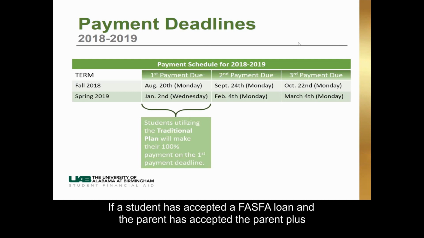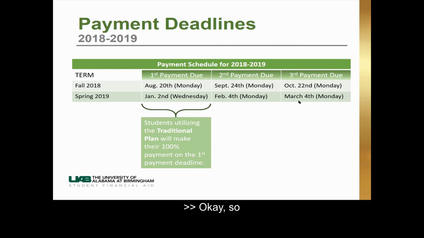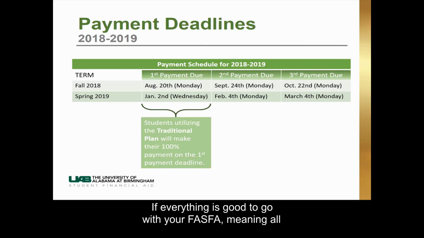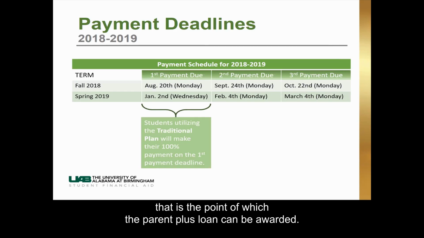If a student has accepted a FAFSA loan and the parent has accepted the Parent Plus loan, when will that be reflected in the anticipated payments? Okay, so the FAFSA does have to be processed first before the Plus loan can be processed. So if everything is good to go with your FAFSA, meaning all requirements have been completed and your FAFSA award is out there, that is the point at which the Parent Plus loan can be awarded.